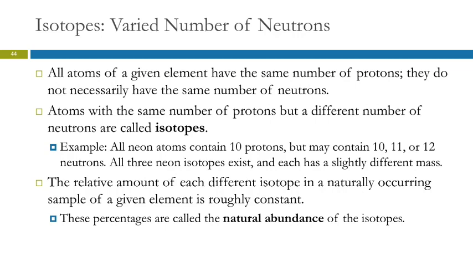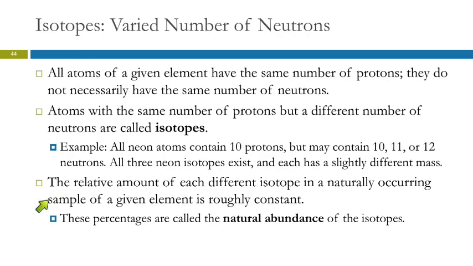So they're variations. As an example, all neon atoms contain 10 protons. But some of them have 10 neutrons, some have 11 neutrons, some have 12 neutrons. You can't tell how many neutrons it has just looking at the periodic table. That has to be determined experimentally. So all three of these neon isotopes exist. They each have a slightly different mass because the mass of the atom is very close to the sum of the mass of the protons and the neutrons.